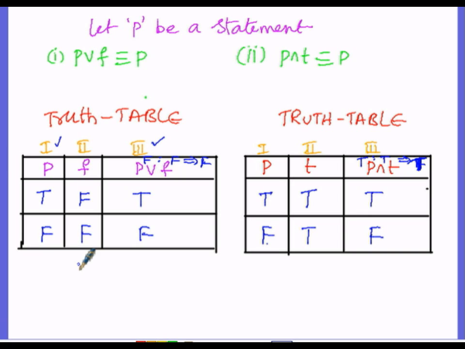In the second case, P and T is under column number 3 and P is under column number 1. We have to observe the truth values of P as well as P and T under columns 1 and 3. The truth values of these two are similar, because the truth values of P are T and F, and the truth values of P and T are also T and F. Therefore the truth values are similar for column number 1 and column number 3. So hence P and T is identically equal to P.